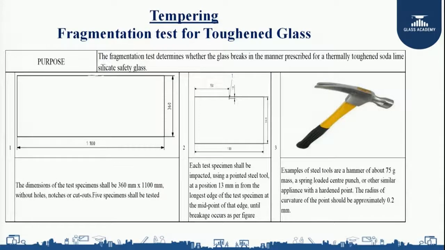Next, each test specimen shall be impacted using a pointed steel tool at a position of ½ inch, that is 13 mm, from the longest edge of the test specimen at the midpoint of the edge until breakage occurs. You can see in the figure, my longer side is 1100, so I take the midpoint, that is 550, and from the midpoint I leave ½ inch, that is 13 mm, and from there I impact. Examples of steel tools are a hammer of about 75 gram mass, a spring loaded center punch, or similar appliances with a hardened point. The radius of curvature of the point should be approximately 0.2 mm.